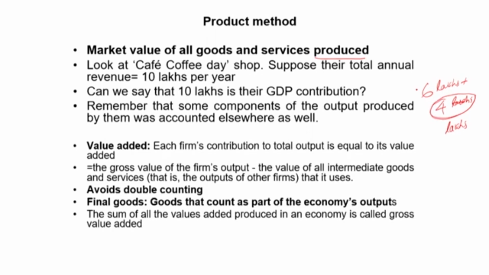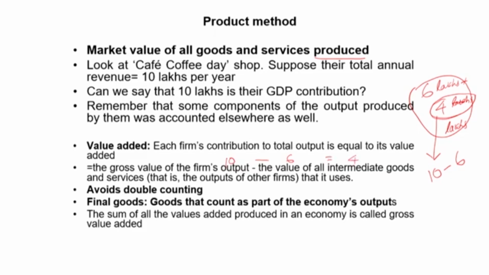So out of this, 10 is not the GDP. GDP contribution is only 4 lakhs. So in that way, how we can calculate this one, you can see that 10 minus the 6 is the intermediate output they use, intermediate goods and services that we need to subtract. So the value added is the gross value of the firm's output, that is 10 lakhs minus 6 lakhs, then what we are going to get is 4 lakhs here.